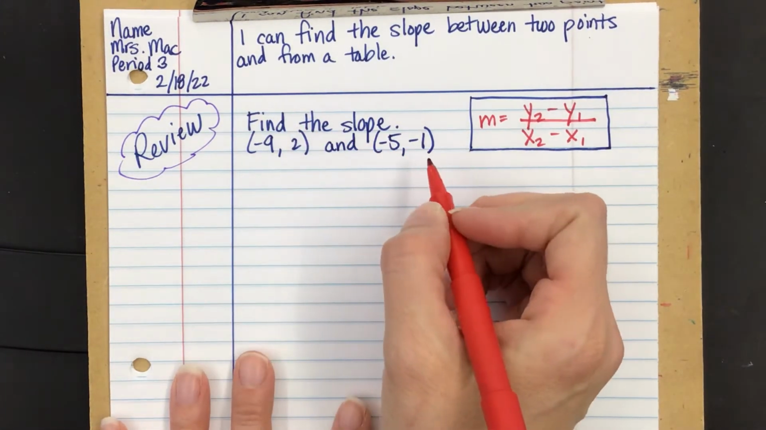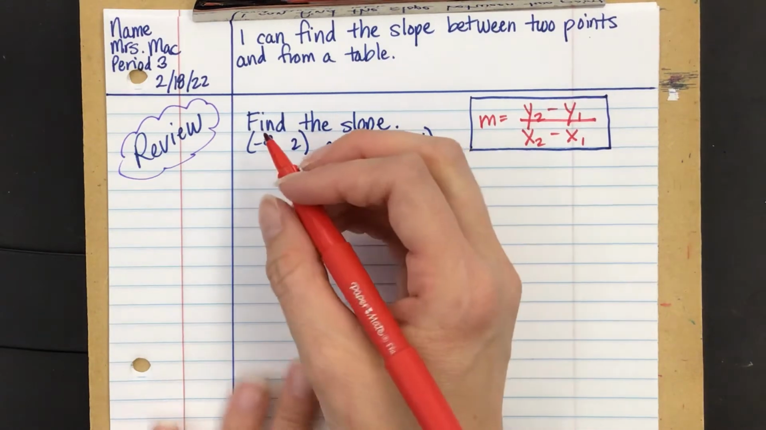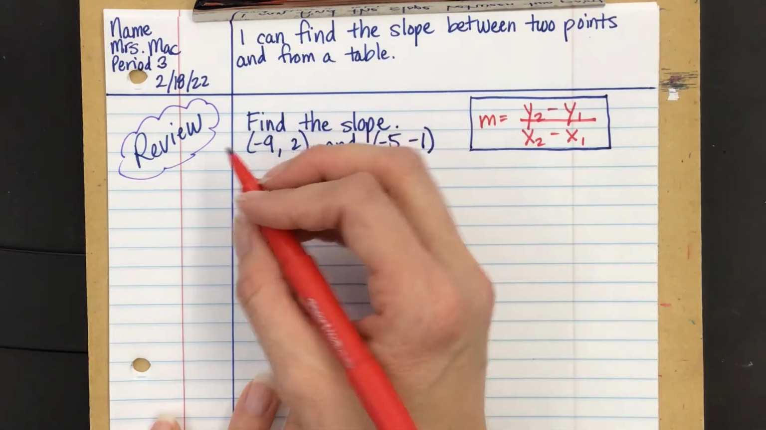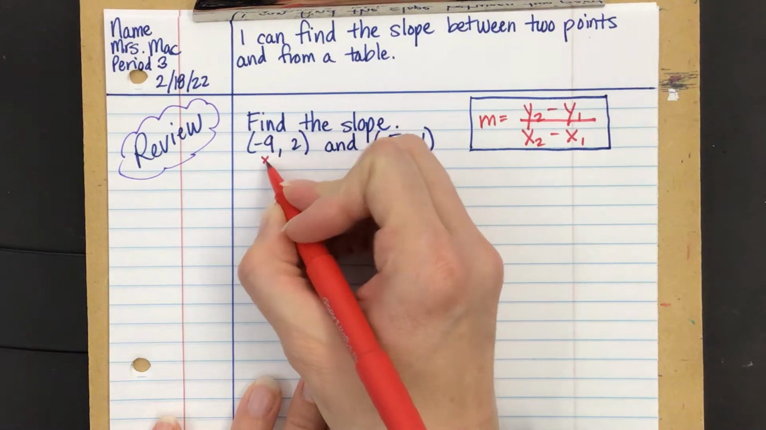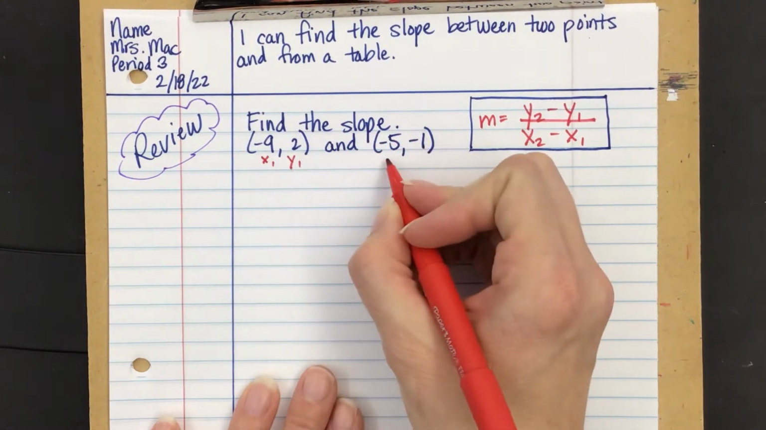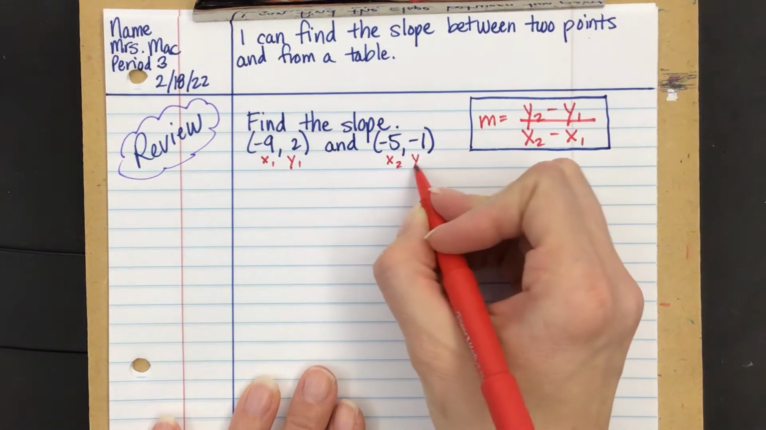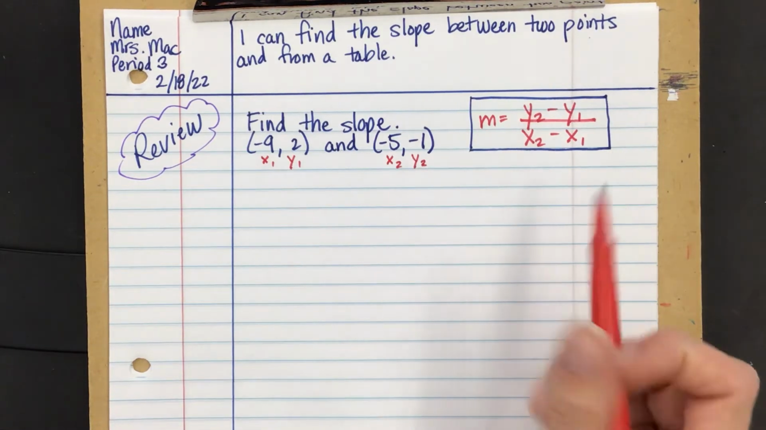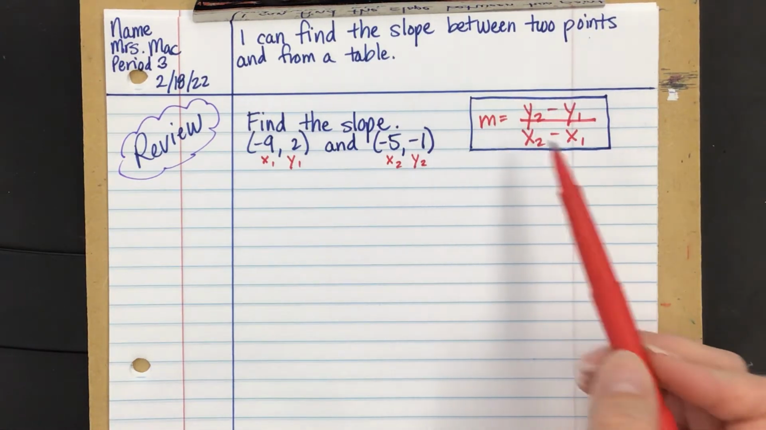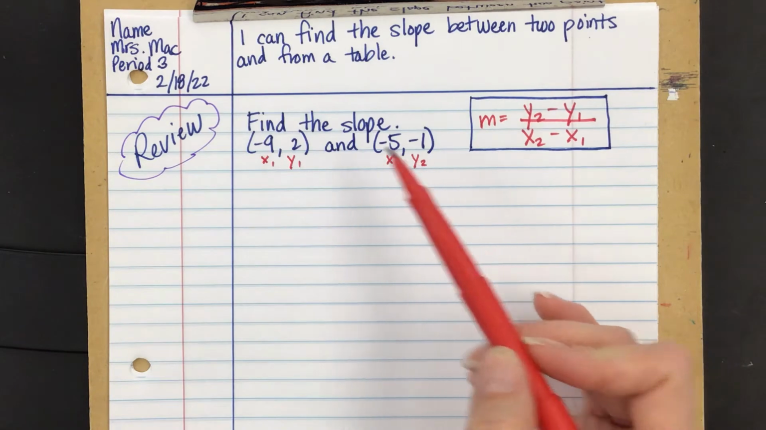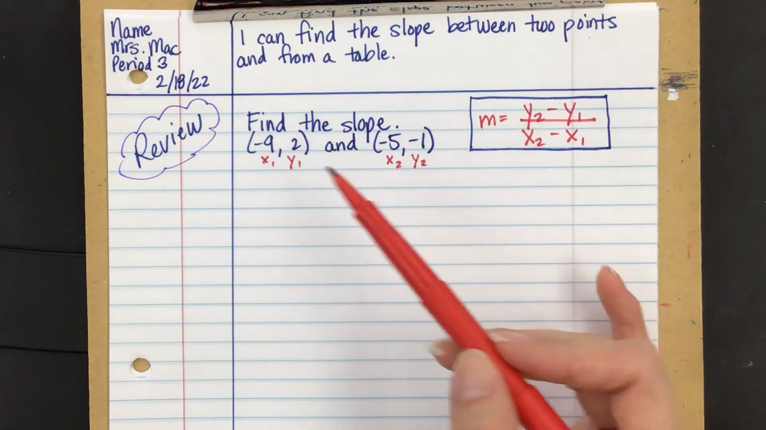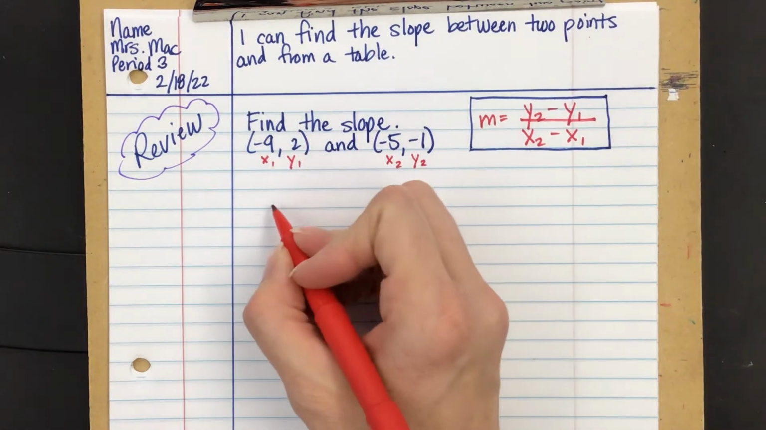Okay, so I have my 2 points here. It doesn't matter which one you choose to be your 1 or which one you choose to be your 2. So I'm just gonna go for it. x1, y1, x2, y2. And then I'm gonna take my formula, plug in all my y's and x's, and see what the slope is between those 2 points.